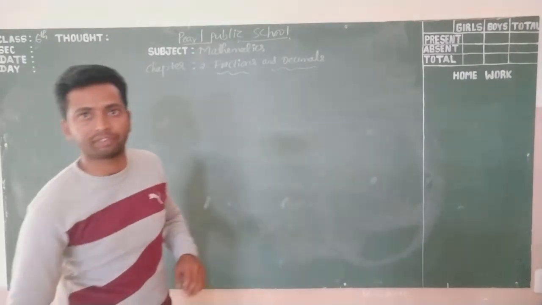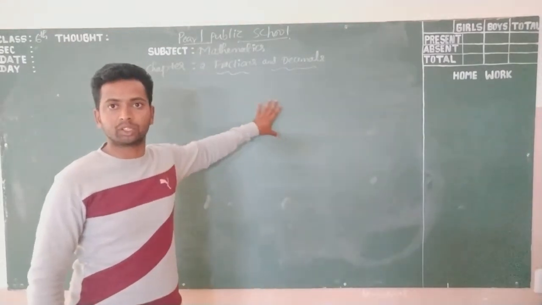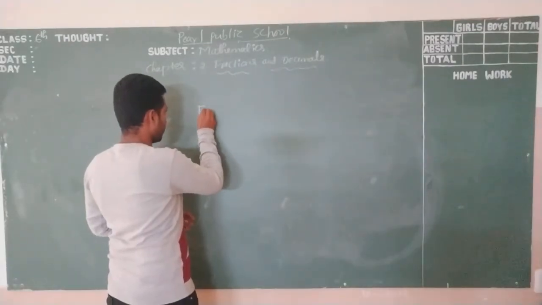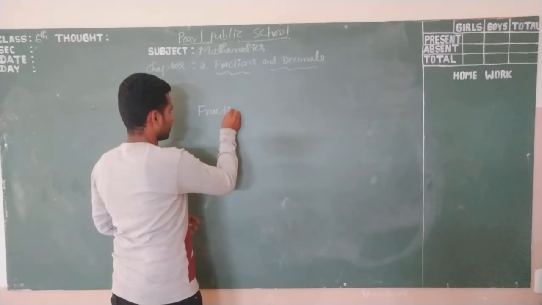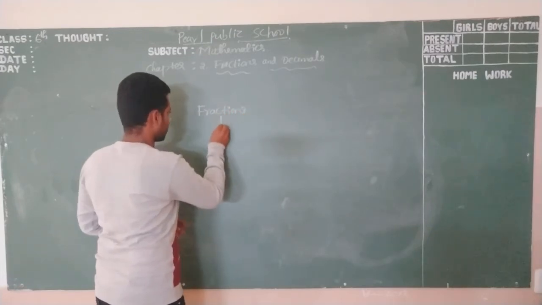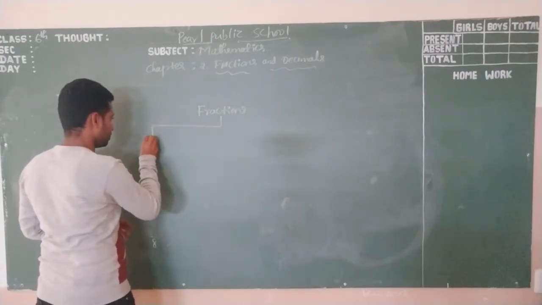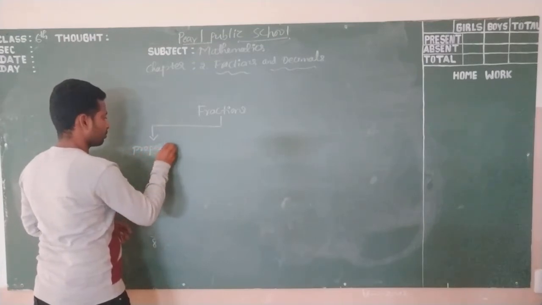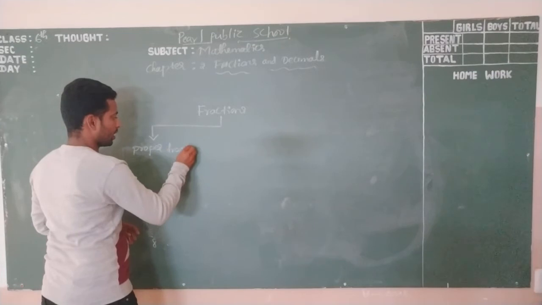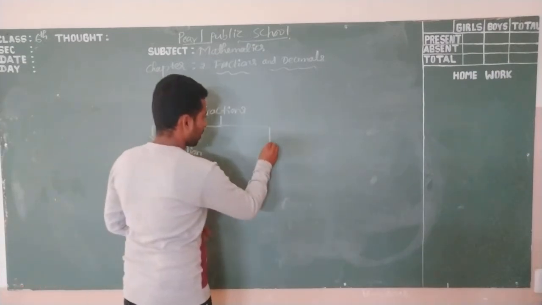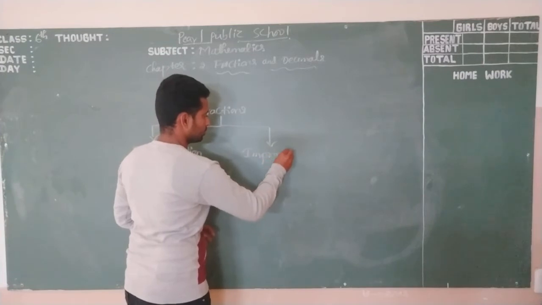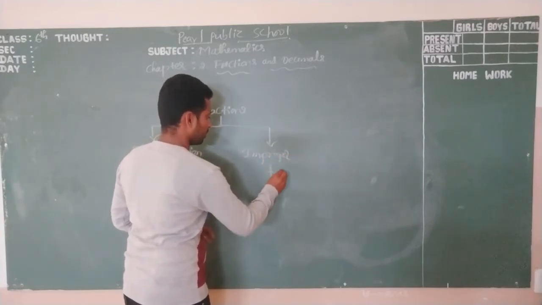So we are classifying these fractions into two types. One is proper fraction and another one is improper fraction. Fractions are divided into the proper fraction and another one, the improper fraction.